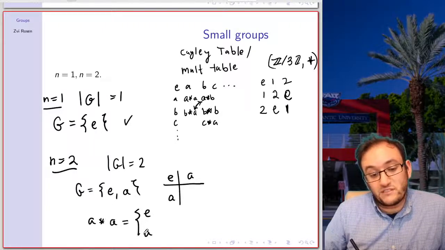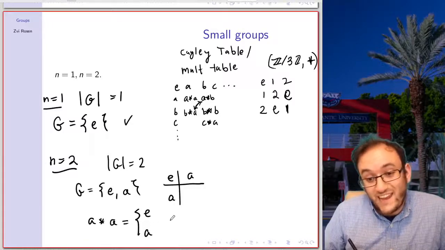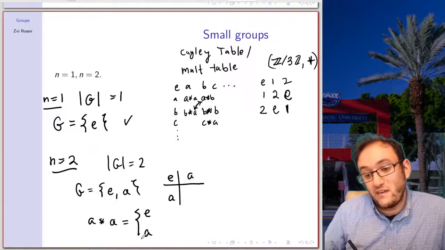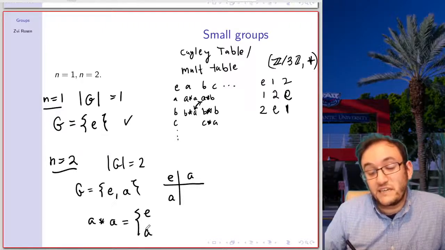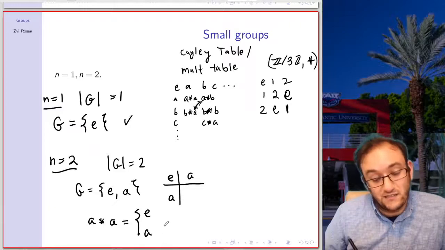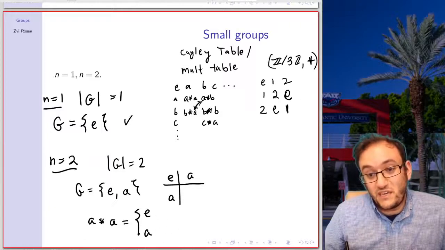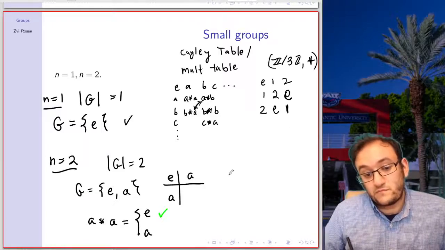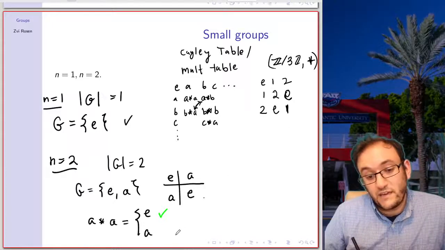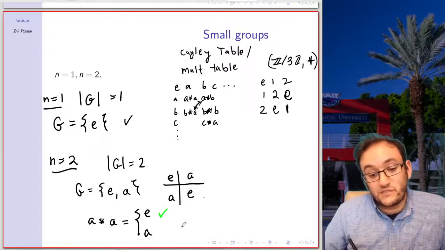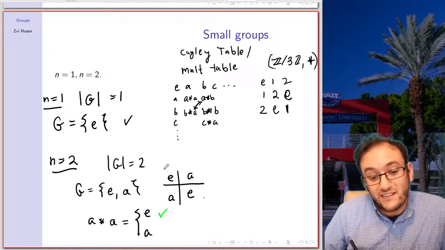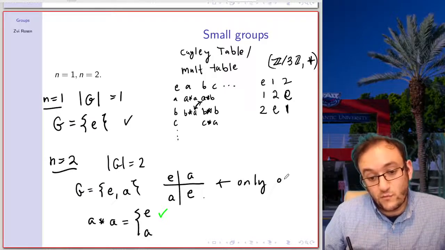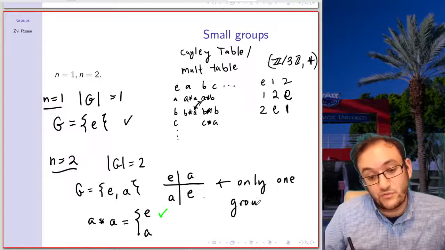What else do we know? We know that A has to have an inverse. So if A star A were equal to A, then A wouldn't have an inverse, because there would be nothing you could multiply to get E. So it must be A times A equals E. The fact that we were able to deduce every element of the Cayley table tells us that there's only one group of this size. One group of size 2.